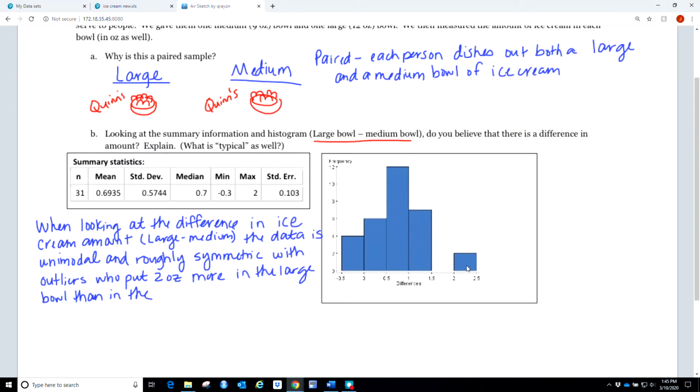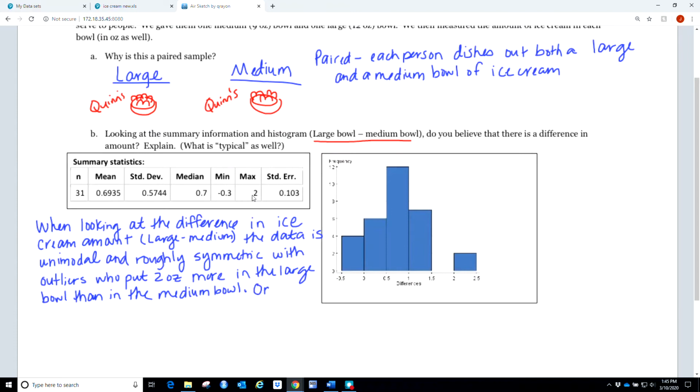How do I know it was 2 and not, for example, 2.25? Well, I was also provided the maximum value here, which was 2. That's why I knew it was 2. Now let's describe our center.